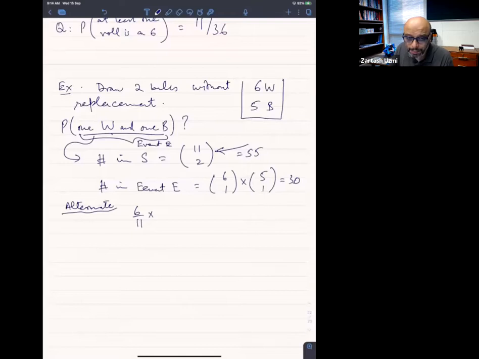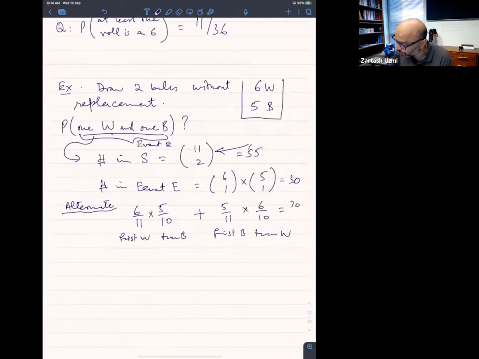और उसके बाद जब आपने पहली व्हाइट निकाल ली है, अभी रिप्लेस नहीं किया, अब 10 बॉल्स रह गई हैं, ठीक है. Then you have 5 black and 5 white balls left. So 5 out of 10 would be the probability for getting a black. So first white, then black, plus the probability that first black, then white. First black, then white, which is 5 out of 11 into 6 out of 10. वो भी यही आंसर आएगा जो ये 30 over 55 आ गया. 30 over 55. Same answer.